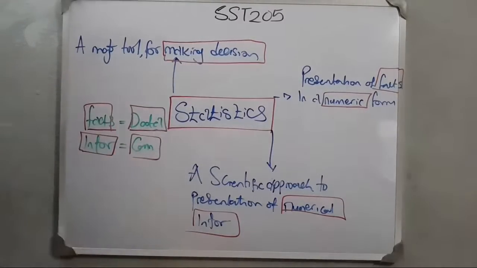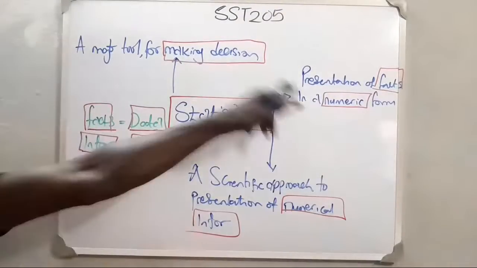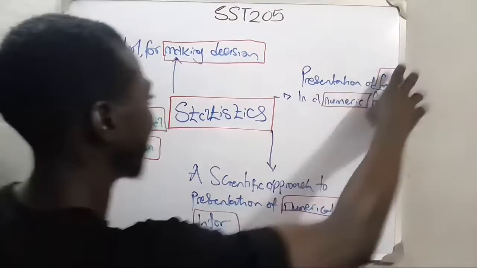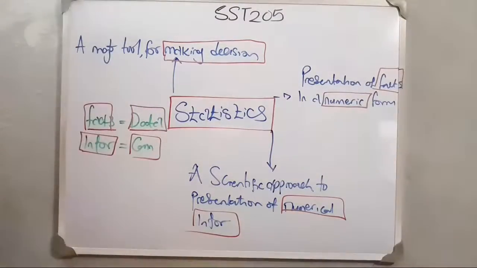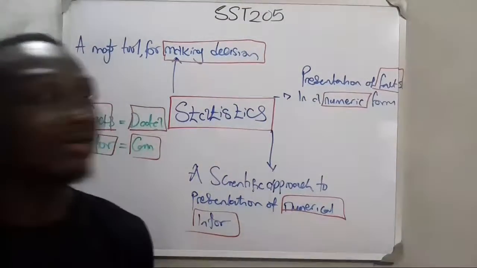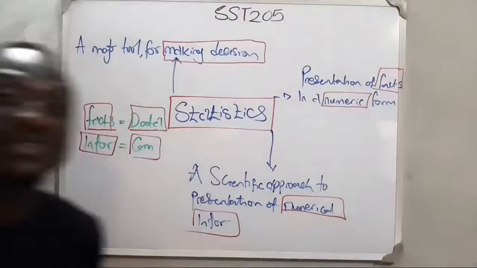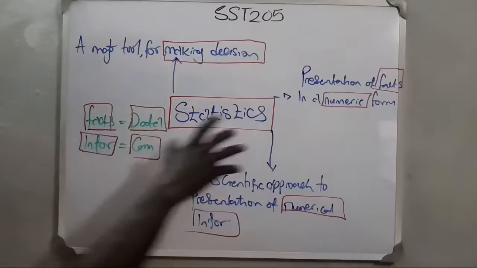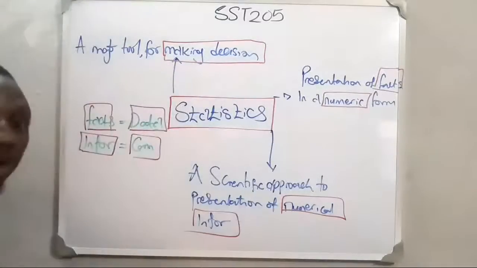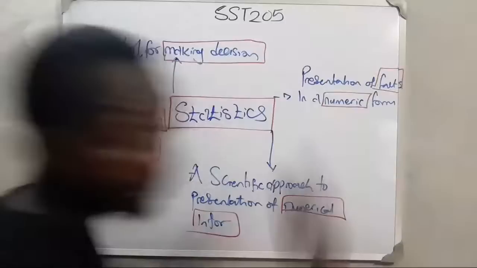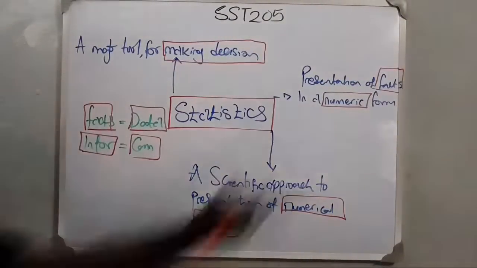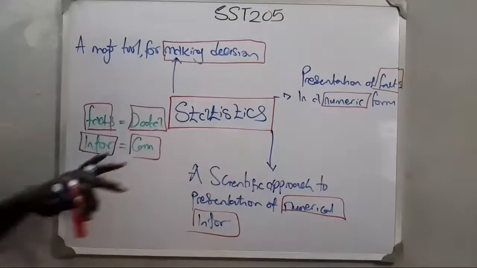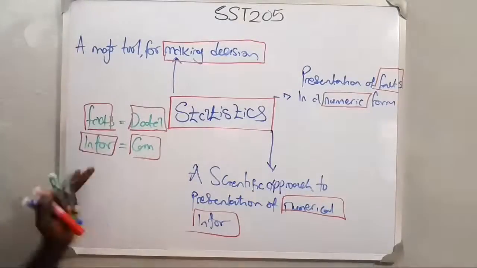Now let's come back to this. We have presentation of facts in a numerical form. These facts are referred to as data, raw data. We are still going to talk about the source of getting this data, but for now we need to understand that these facts are presented raw, in a numerical form. And what we need this for basically is to make decisions or to pass information across.